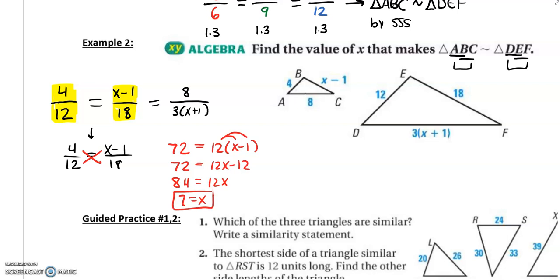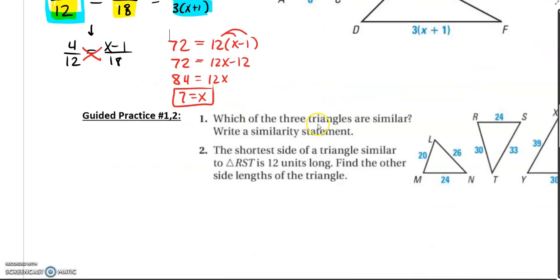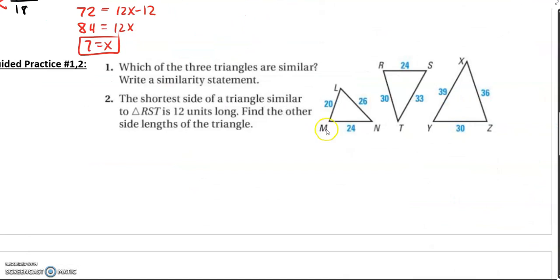Now, had I chosen, and you can try this on your own if you want, 4 over 12 and 8 over 3(x plus 1), we would have gotten the exact same answer. So now it's your turn. We're 6 minutes in. Let's give you a shot to try this yourself. So for guided practice, there are 2 questions here in this drawing. I want you to figure out which pair of these triangles are not congruent, I'm sorry, similar to each other. So set that up using those 3 ratios.